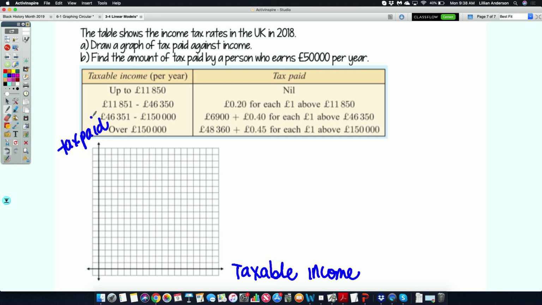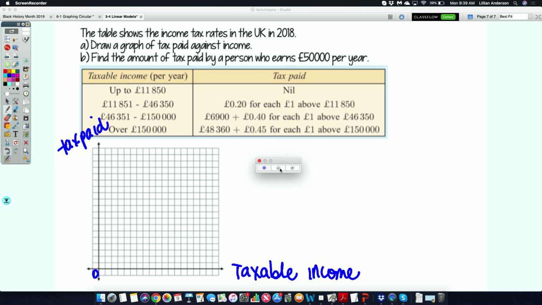So let's look at our x-axis. We have up to 11,850. We have between that and 46,350, so on and so forth. Clearly we're going to start at 0. We're going to go all the way up to 150,000. What do you think is a good scale for the bottom? I'm going to pause this because we're going to throw out some ideas. Are we supposed to divide up the taxable income into more than 4 sections?